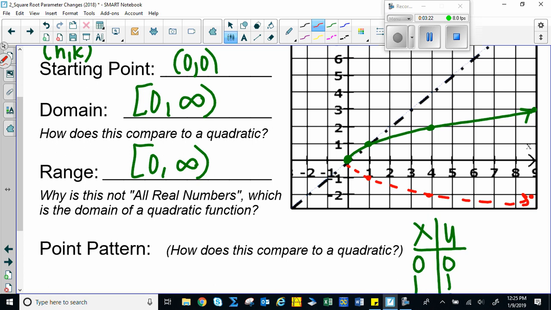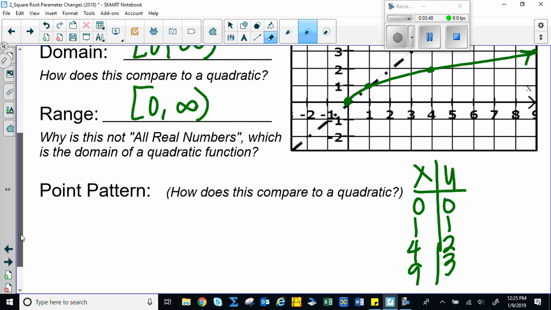So what we're doing is we're restricting our domain so that I can be studying a function. I want to study the square root function, not the square root relation. Because really, if I took my parabola and I reflected the whole thing, I would have a sideways parabola, which is not a function. So that's why I don't have all real numbers there as my range.